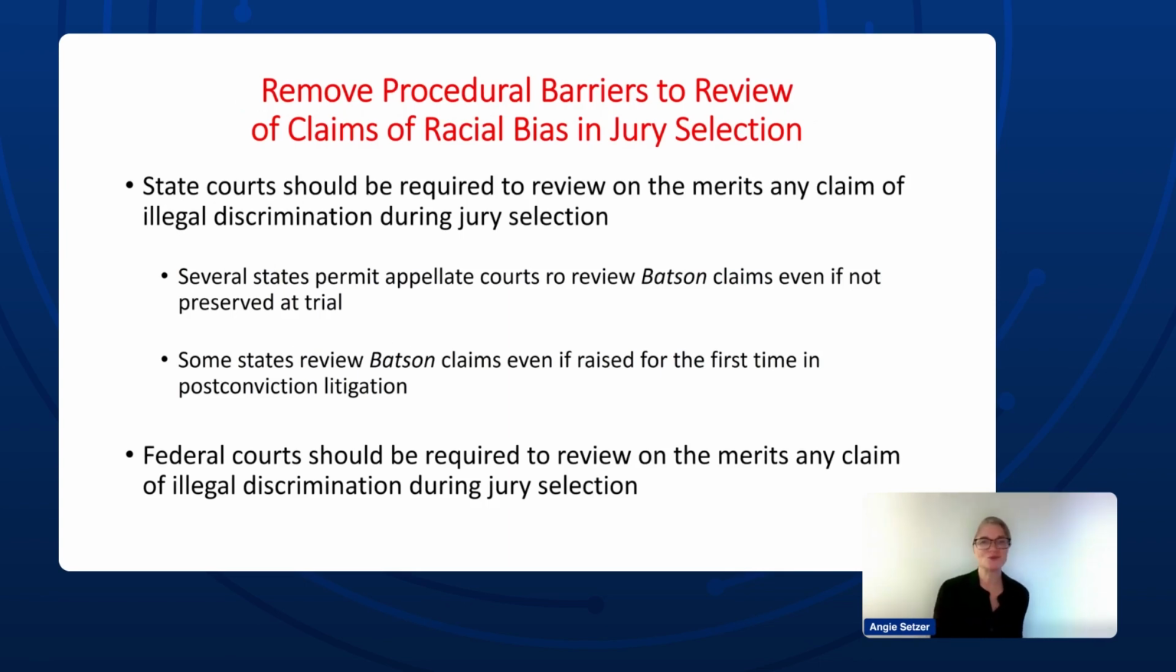Okay, so what else can we do? Remove procedural barriers to review of claims of racial bias in jury selection. I touched upon this earlier, but in state court, the general rule is that there has to be a contemporaneous objection in order for an appellate court to review a claim of racial bias during jury selection. Some states actually permit appellate courts to review Batson claims even if not preserved at trial. And some states review Batson claims even if they're raised for the first time in post-conviction litigation. Federal and state courts can and should be required to remove barriers so that they are able to review on the merits any claim of illegal discrimination during jury selection, even if the claim was not properly preserved below.